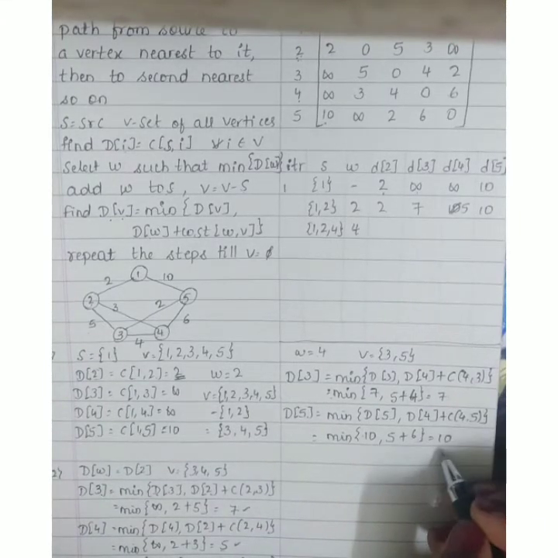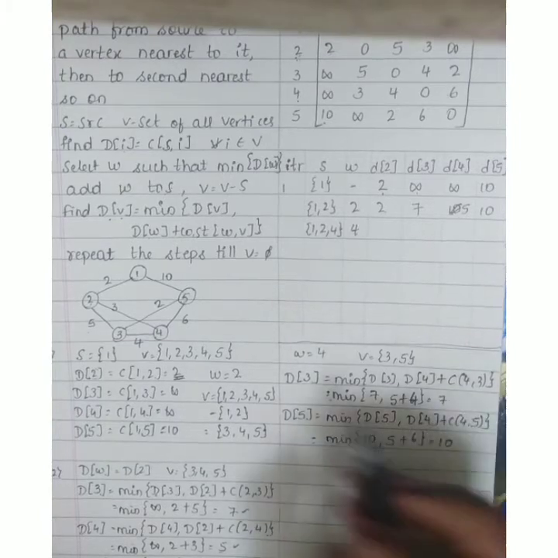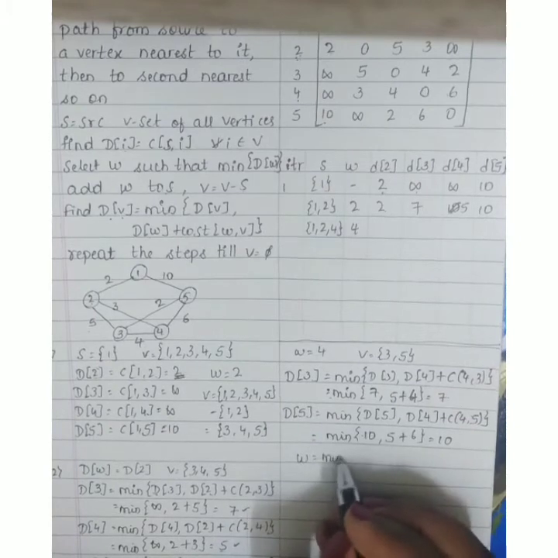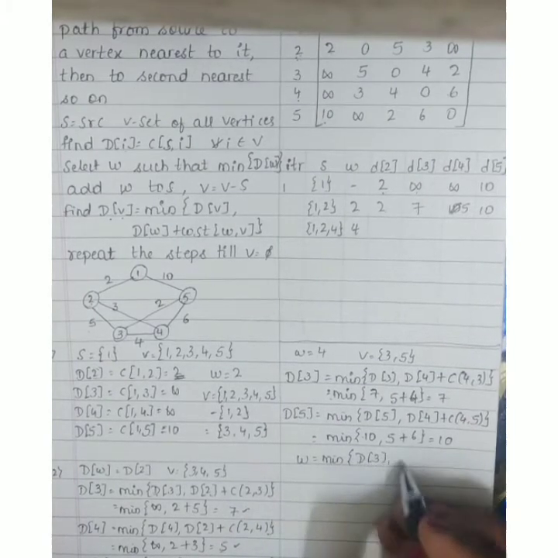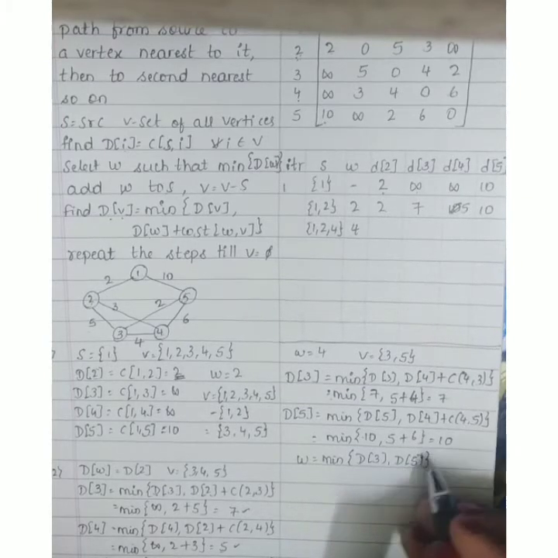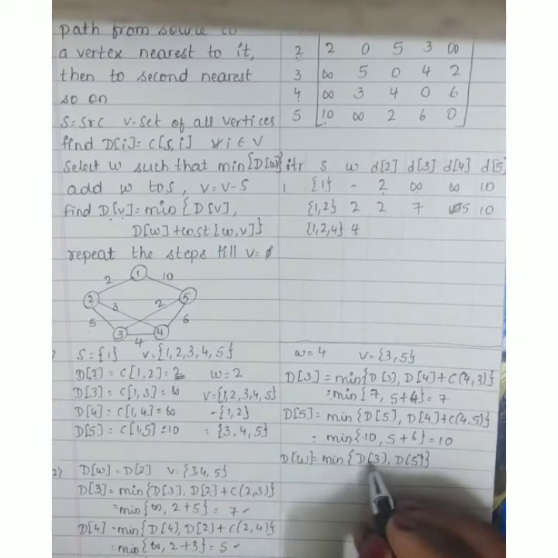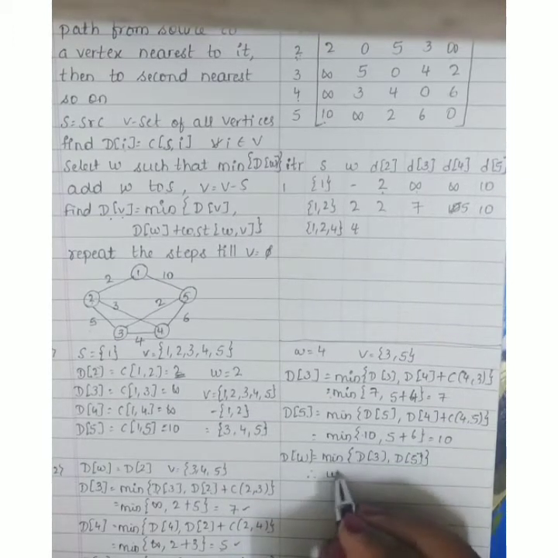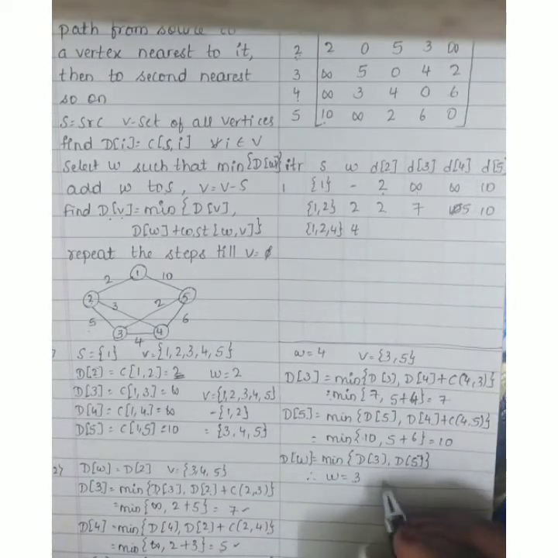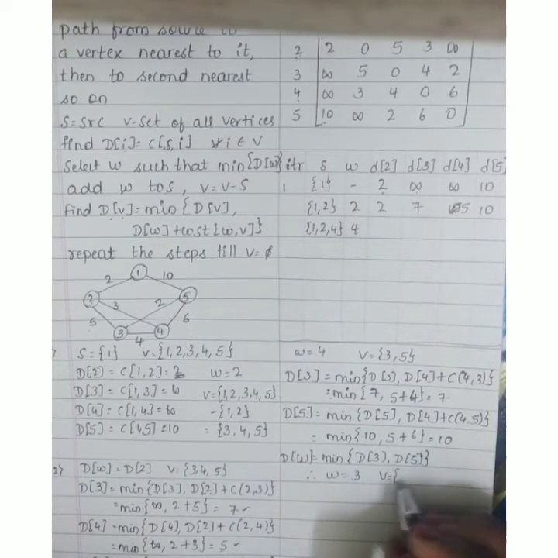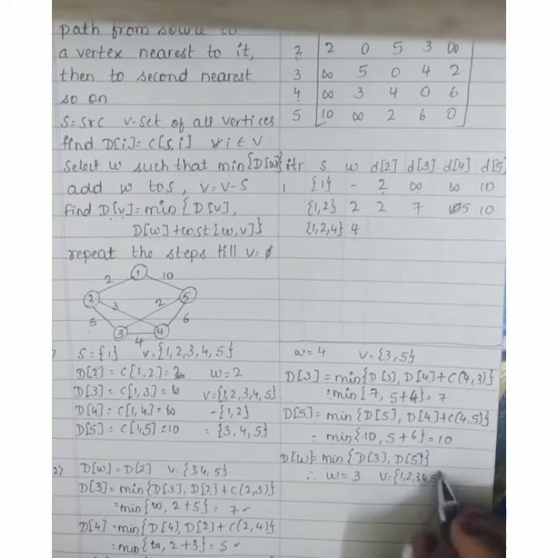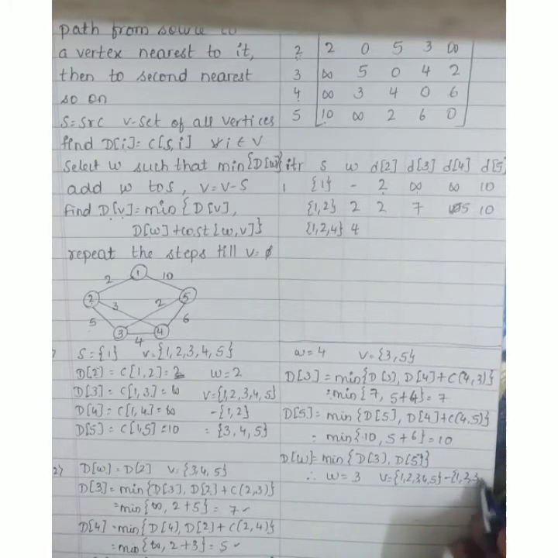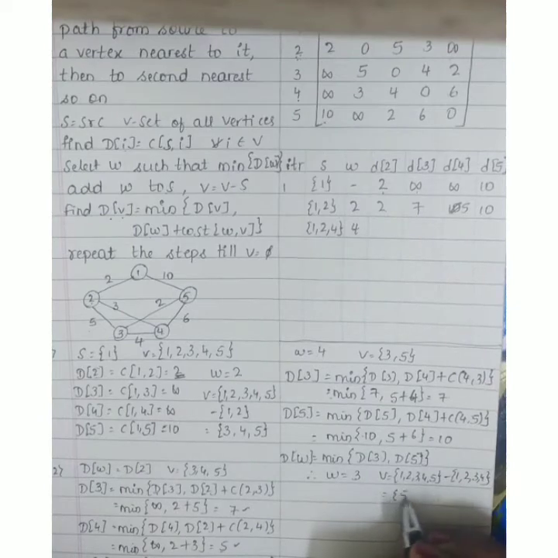Now again among these two, we'll have to find out the new w. So among 7 and 10, w is minimum of d3 and d5. dw is minimum of d3 and d5. Minimum of d3, d5 is d3. Therefore, w is equal to 3. Then again we will be updating v as 1, 2, 3, 4, 5 minus 1, 2, 3, 4. Left out will be 5 alone.